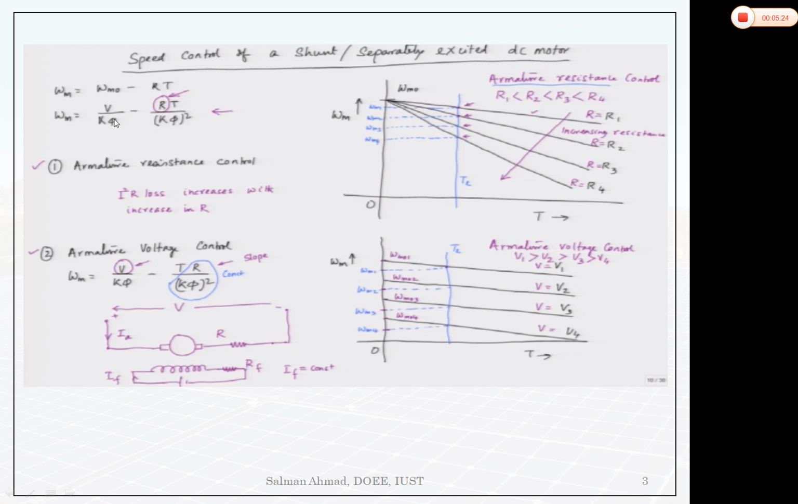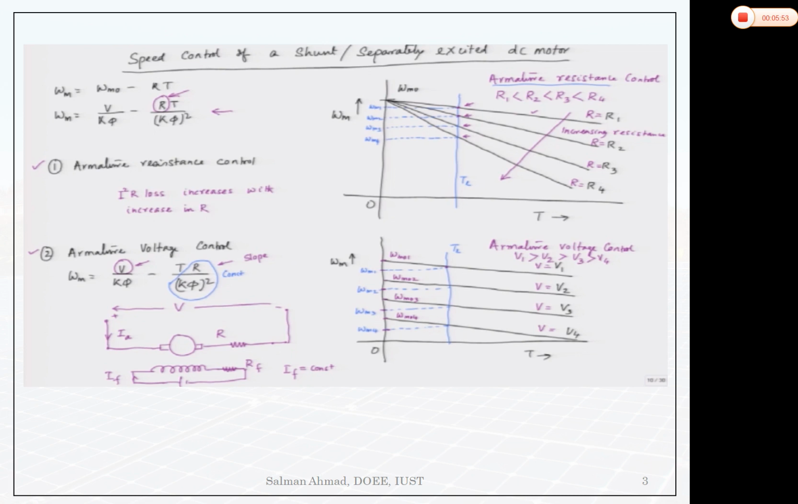Here we have three variables that we can control. One is voltage, another is flux, another is resistance, the resistance of the armature circuit. So we can shift speed torque characteristics by changing the voltage, flux or resistance. So there are three methods to control the speed of shunt motor.